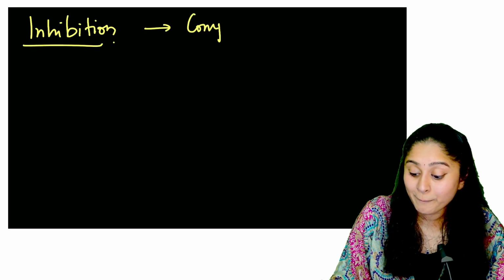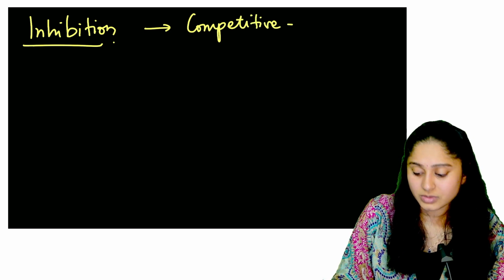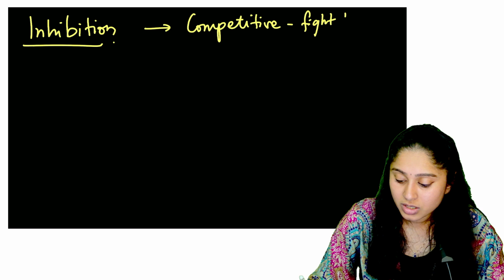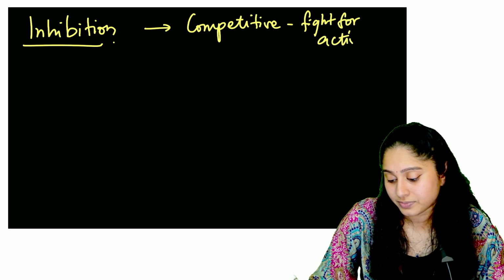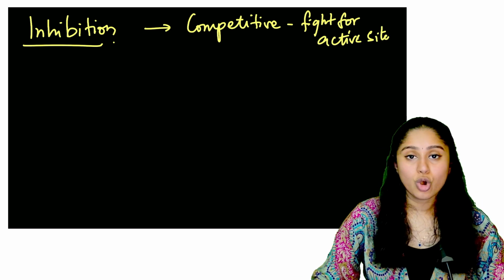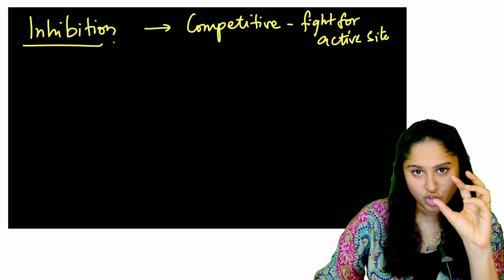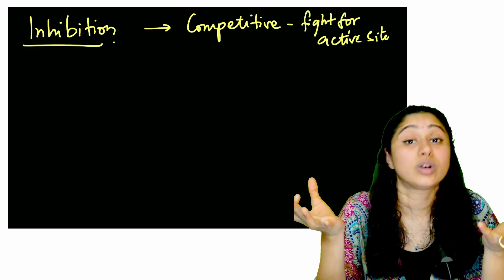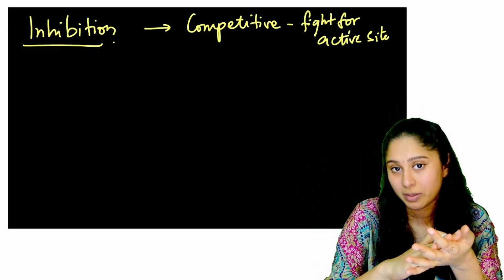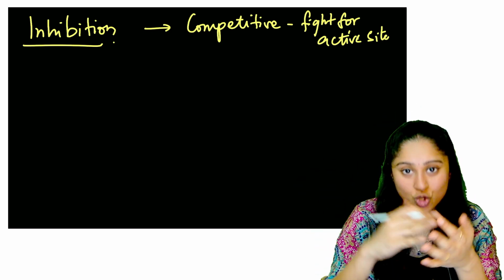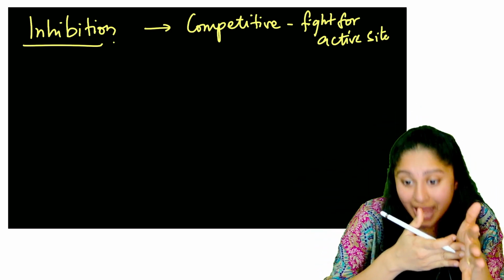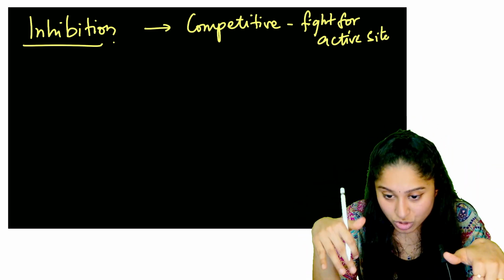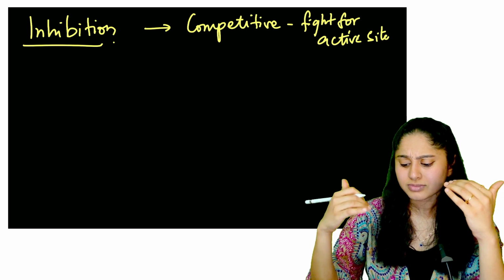First, I have competitive inhibition. So competitive inhibition means what? They fight for the active site. So my inhibitor is going to look just like the substrate. So the enzyme is going to think, okay, you're the substrate. It will go and bind to the inhibitor, but it's not the substrate, so my reaction cannot proceed. And as a result, obviously, my rate of the reaction will reduce. That's about it.